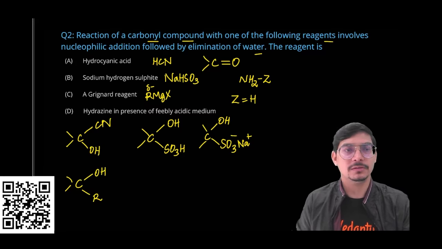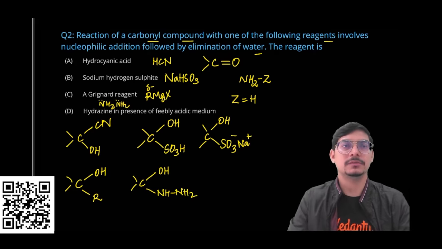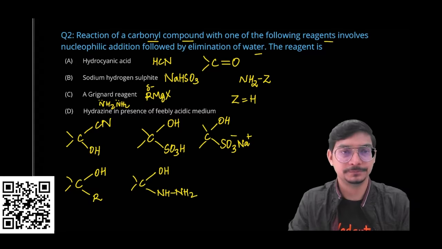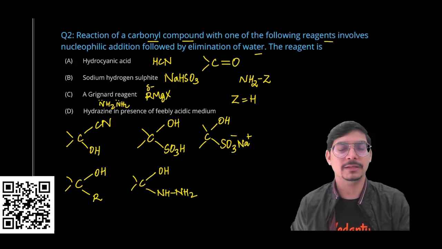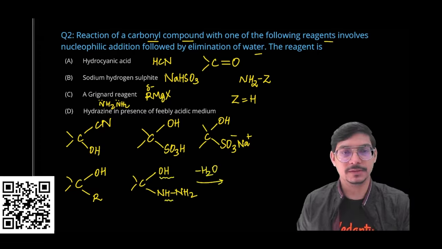But if we look at the fourth option, hydrazine, which seems to be the correct answer here, hydrazine is NH2NH2. So there are two nucleophilic nitrogen atoms. When a molecule of hydrazine attacks the carbonyl group, the first intermediate that is formed is this. So until this point, the reaction that is taking place is nucleophilic addition. Now from this intermediate, elimination of water is favorable. So what happens here is that this OH is lost and this H is lost. A molecule of water is lost.